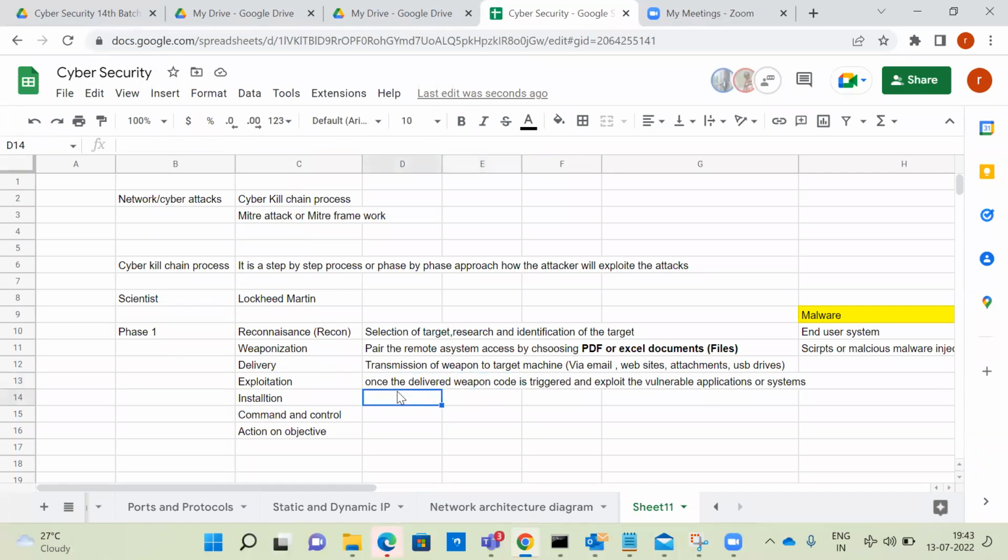After exploiting the code, what will happen now? The weapon will be installed on the end user machine.